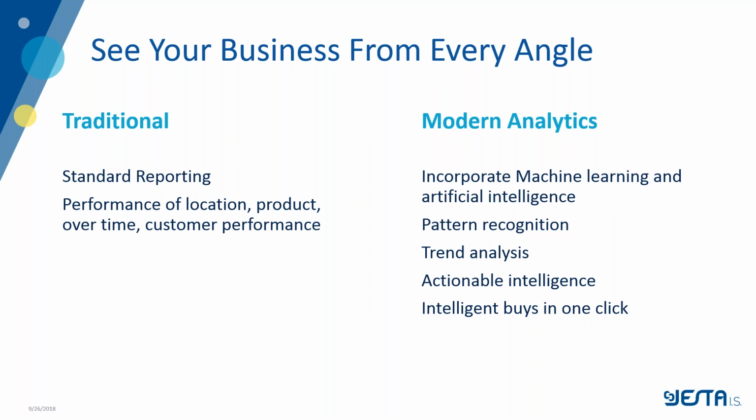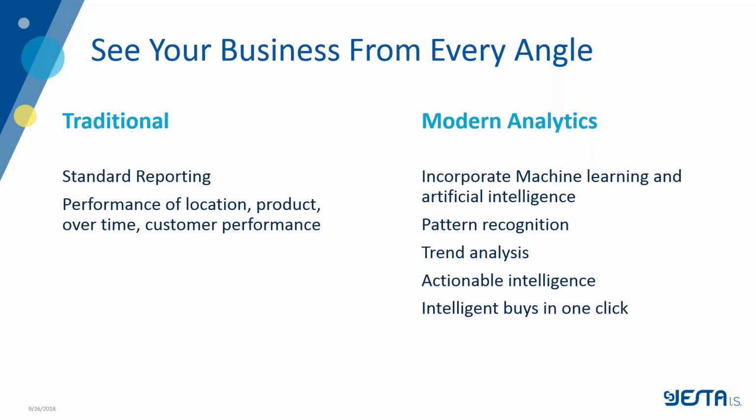BI and analytics is going to allow you to see your business from every angle. Both traditional and modern analytics provide focus on this. However, traditional reporting examples of this are going to be performance of your location, product, performance of your organization over time, whether you're looking at year over year, quarter over quarter, or perhaps even customer performance to identify top consumers within your organization.